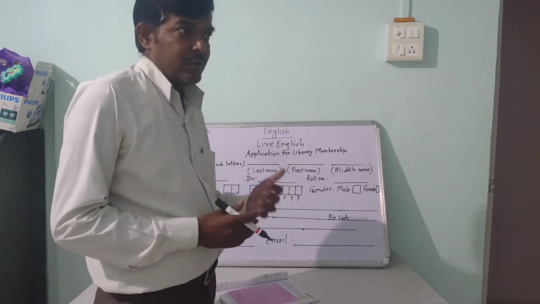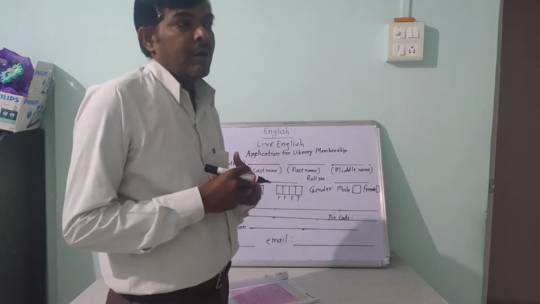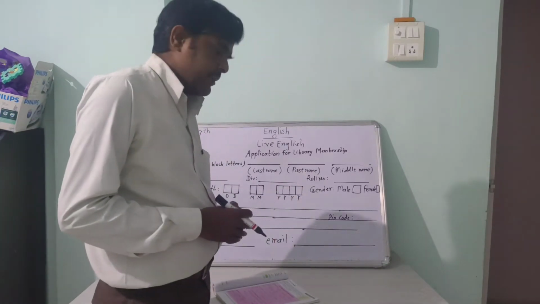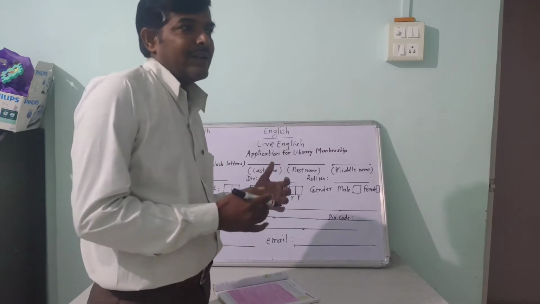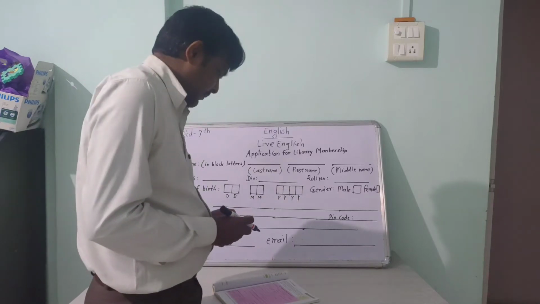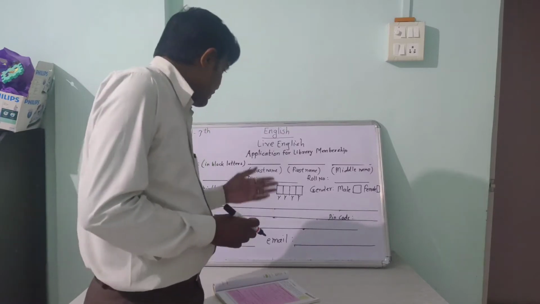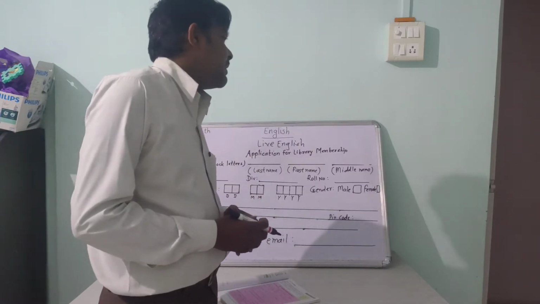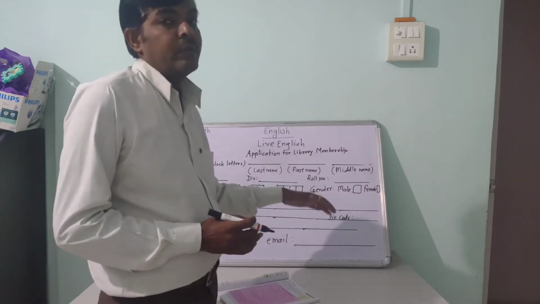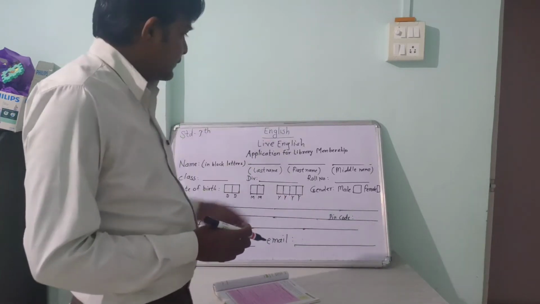We read English in a newspaper. We read different hoardings in English. So like that, we use English in many forms, many applications. So here we have a specimen copy of an application for library membership. We are going to learn how to fill up that application in English. So let's start.